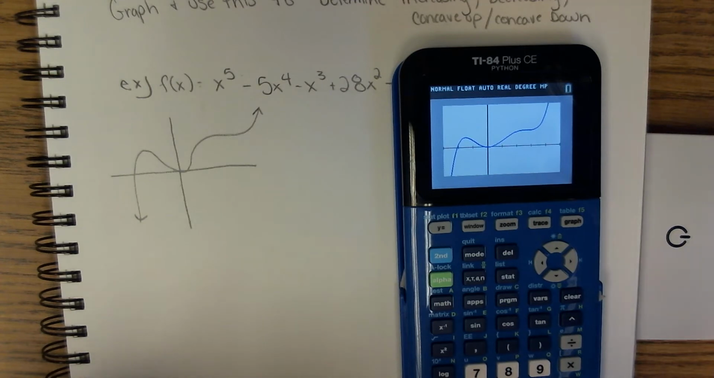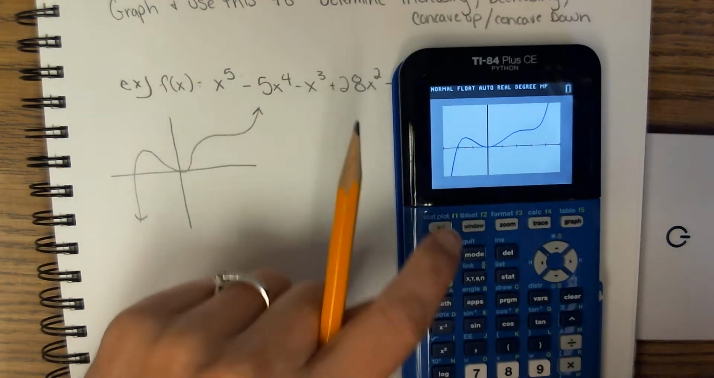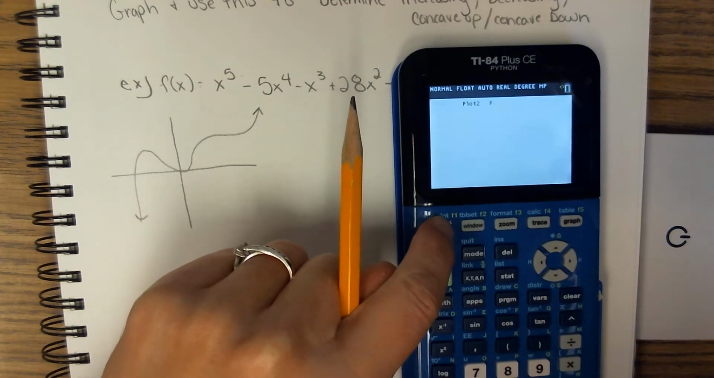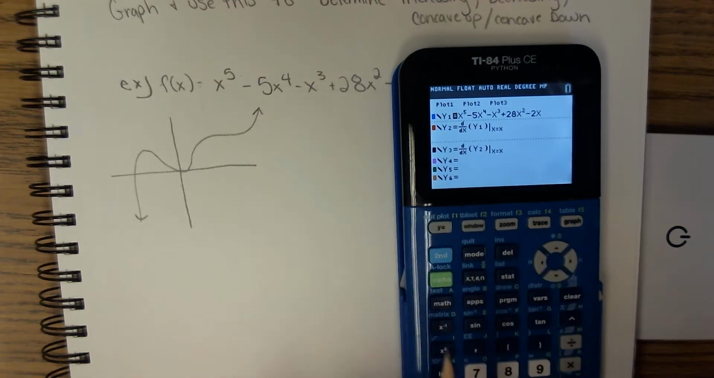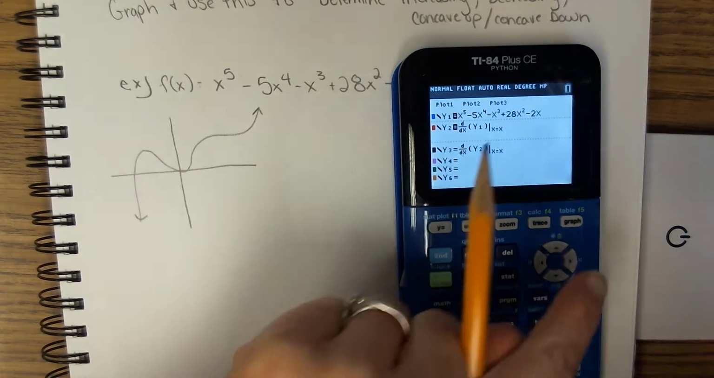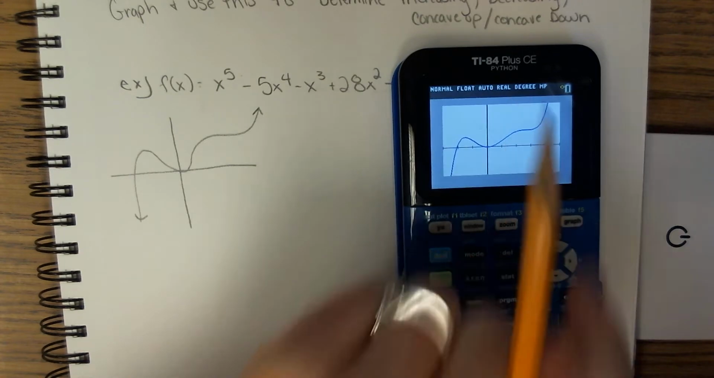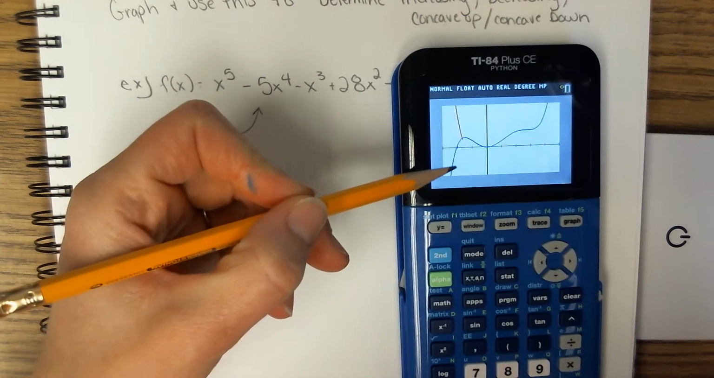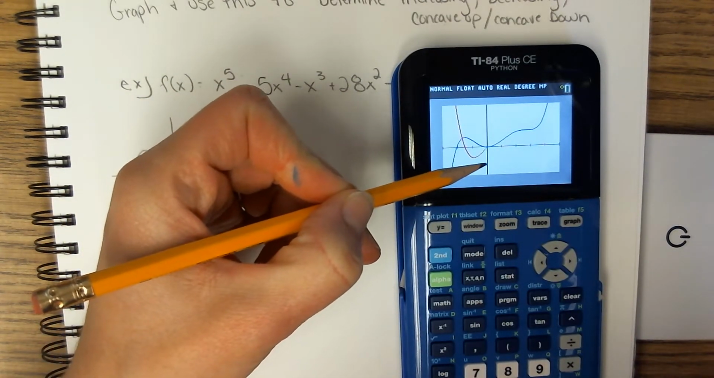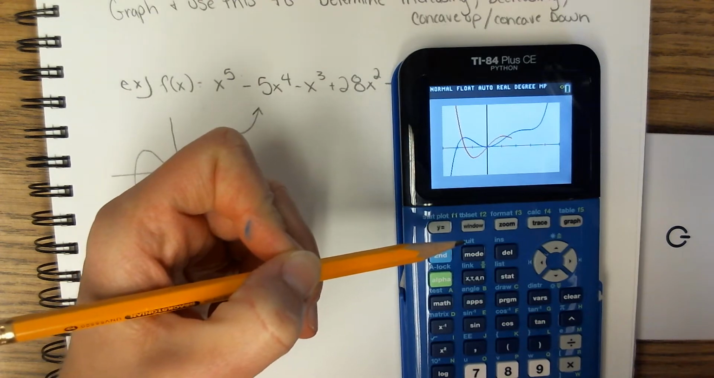So then I'm going to now put on my first derivative. I go back to my y equals, down to number 2, hit enter on my equal sign, and I'm just going to hit graph. So that one's already painted, and then there is my first derivative.